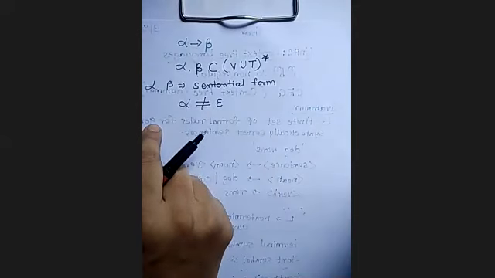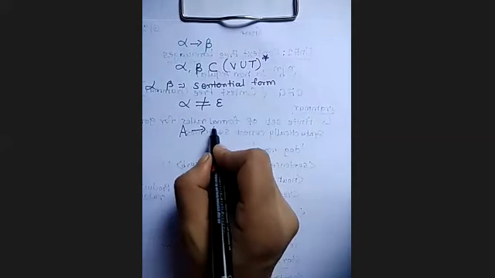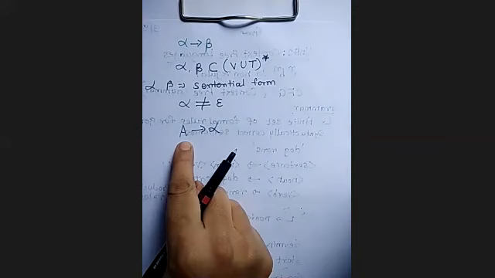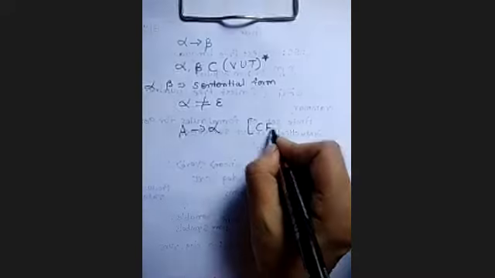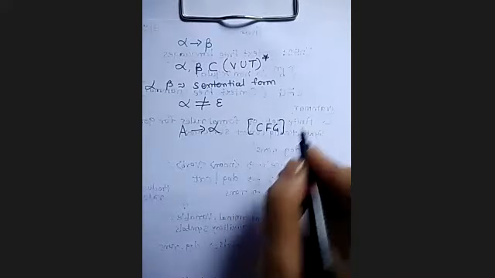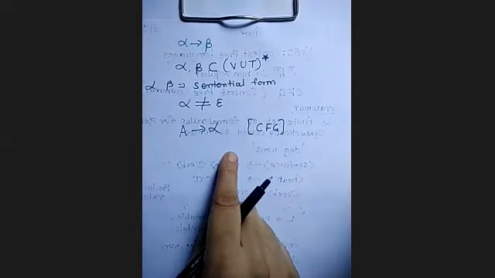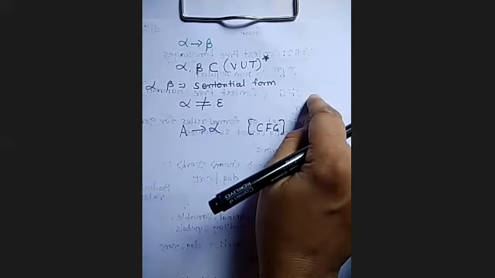So if my rule is of this form, A derives alpha, where A here is a what? Non-terminal, and alpha is a sentential form. These types of rules are allowed in a context-free grammar. In a context-free grammar, on the left hand side there is always a non-terminal, and on the right hand side there is a sentential form. A sentential form is a string of terminals and non-terminals.